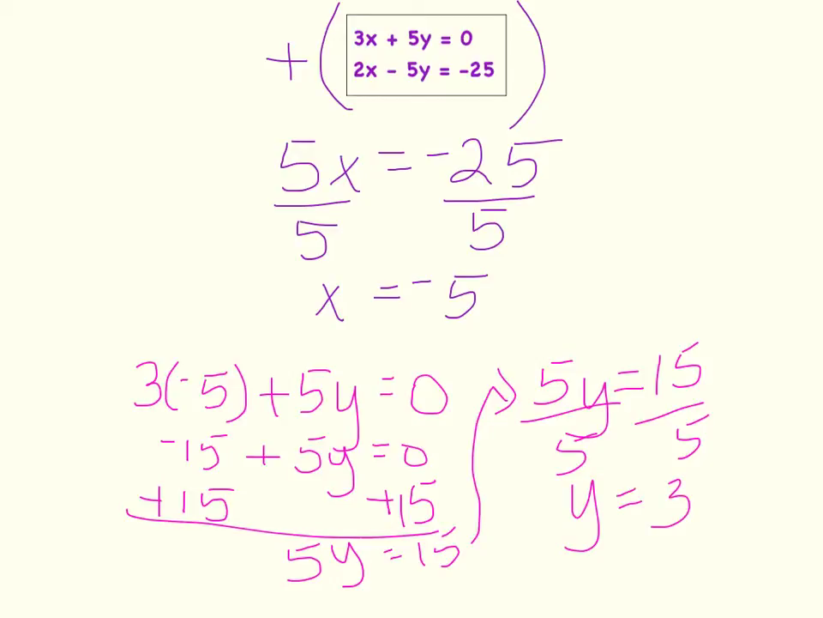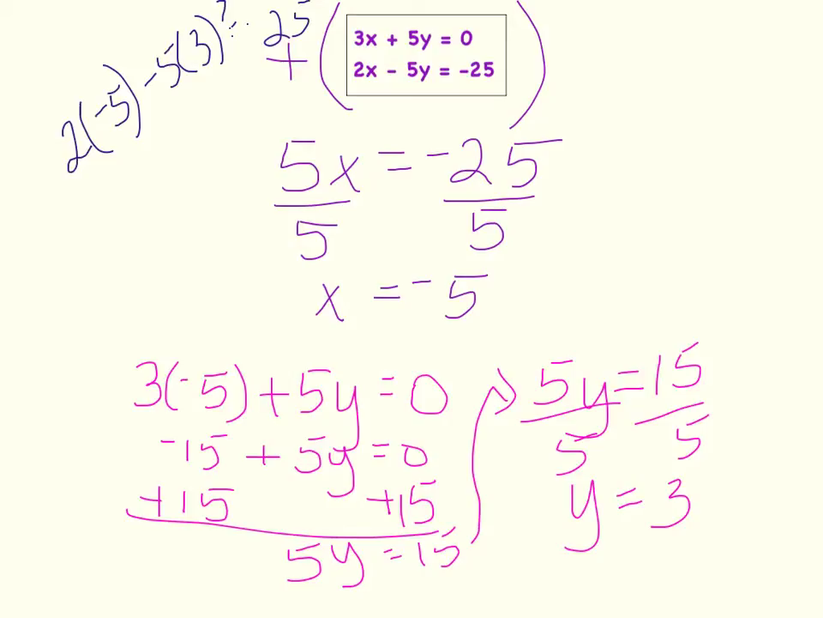Now I want to check my work. And I'm going to do that by plugging in the 3 for a y value, the negative 5 for an x value, and I'm going to do it in this second equation, the one I did not use the first time. So that's going to be 2, and instead of x, it's 2 times negative 5, minus 5, and instead of y, it's going to be times 3, and that's going to equal negative 25. At least I sure hope it does.